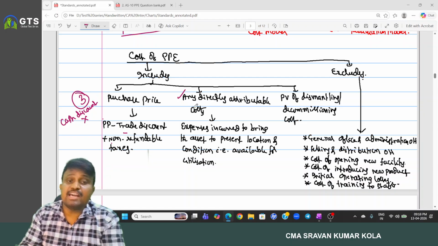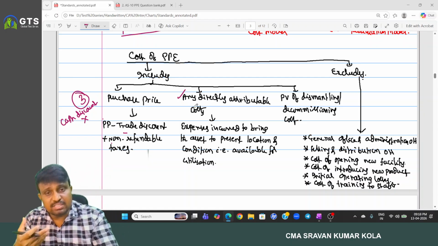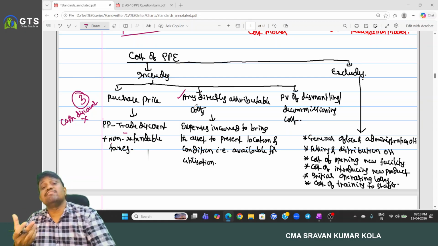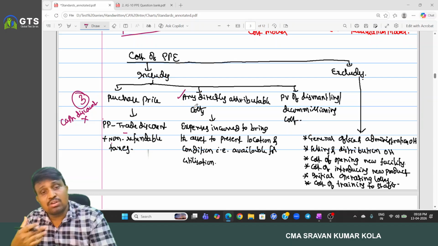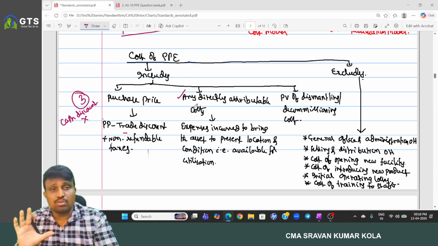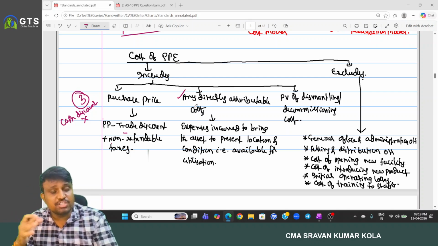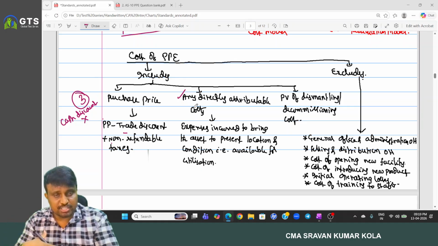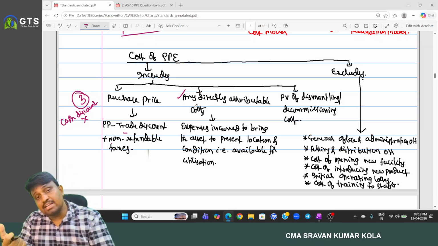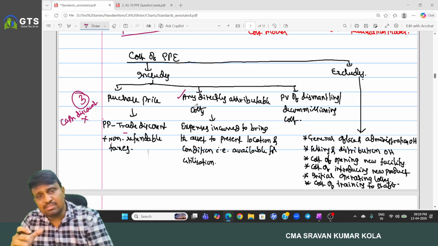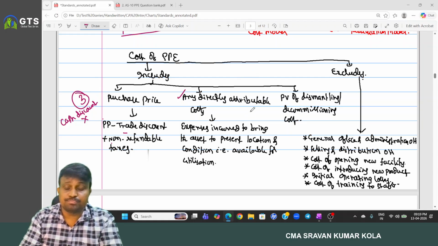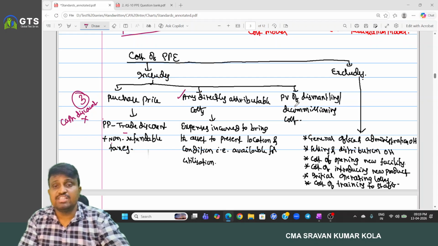Another one is any directly attributable cost, like expenses incurred to bring the asset to the condition available for utilization. Those are all covered under directly attributable cost, like cost of material, labor, and overheads if any we incurred, or any installation expenses, transportation expenses, toll charges, any professional fees we paid, and testing costs. These are all covered under directly attributable cost.